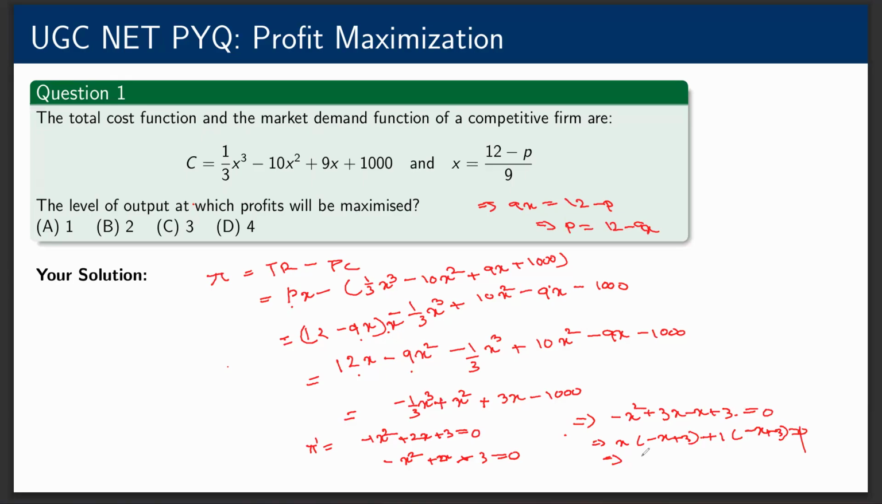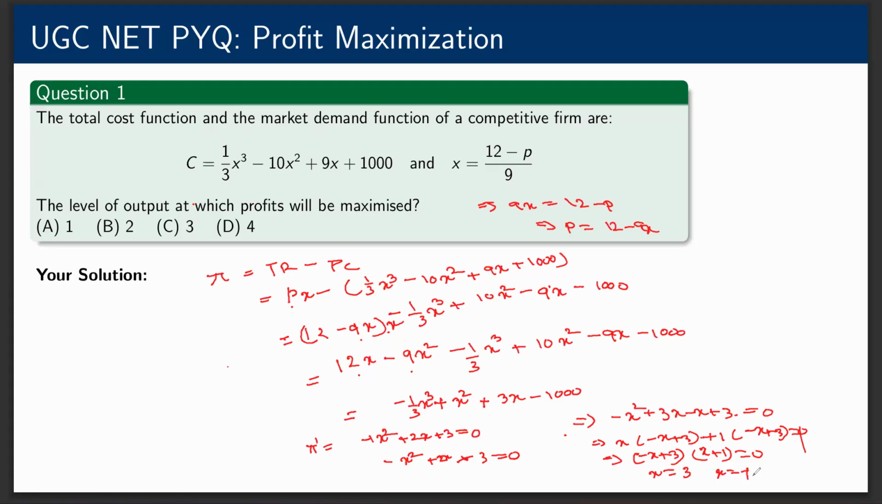So it is minus x plus 3 multiplied with x plus 1 equal to 0. Either minus x plus 3 equal to 0, in that condition x will be 3, or x plus 1 equal to 0, in that condition x equal to minus 1. The critical values are x equal to 3 and x equal to minus 1.